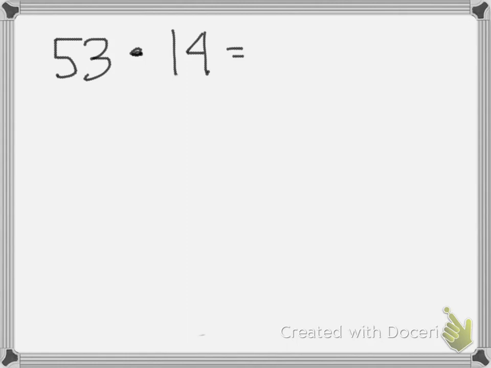53 times 14 equals, well, we don't know. We don't quite know yet. The way you set up a lattice method of multiplication problem is you have to have a structure, and this structure is either a rectangle or a square. Now, what on earth does that mean? Well, let's take a look. When you write lattice multiplication, you're going to write the first number there, and you're going to separate them just a bit. You'll see why in a minute.